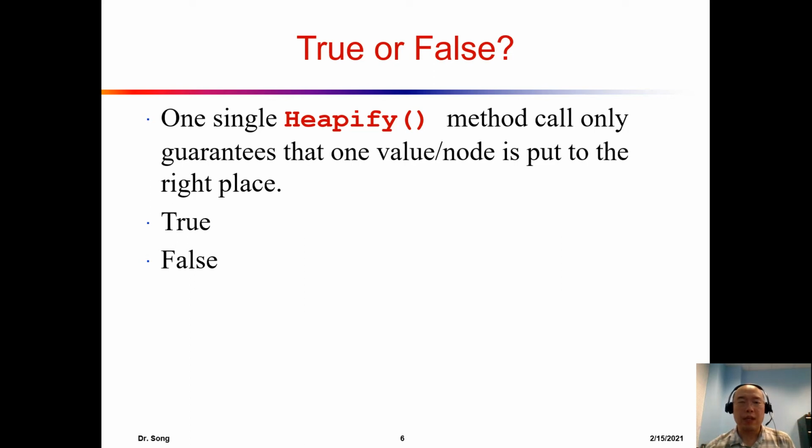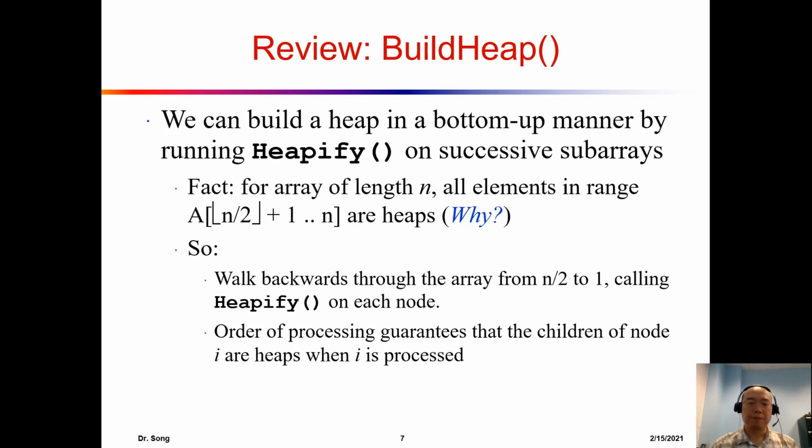What do we guarantee? We guarantee that this node is at the right place, and probably there are even more nodes that we need to heapify or we need to fix. But doing one heapify, and remember that heapify is recursive, so it's guaranteed that for that node, it will be put at the right place. And next, we talk about build heap.